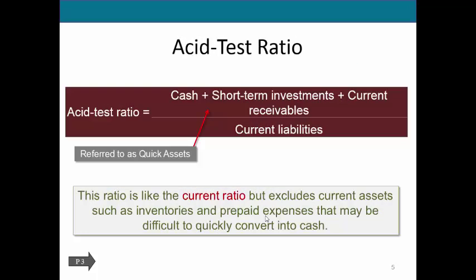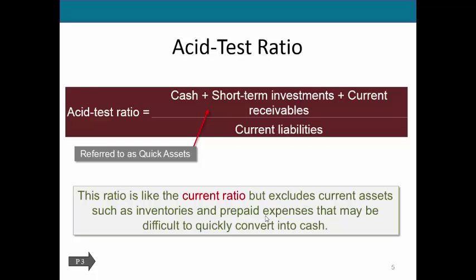The acid test ratio, again, we're looking at the ability of a company to pay off their current liabilities. However, the acid test ratio, although it's very similar to the current ratio, it's more stringent.